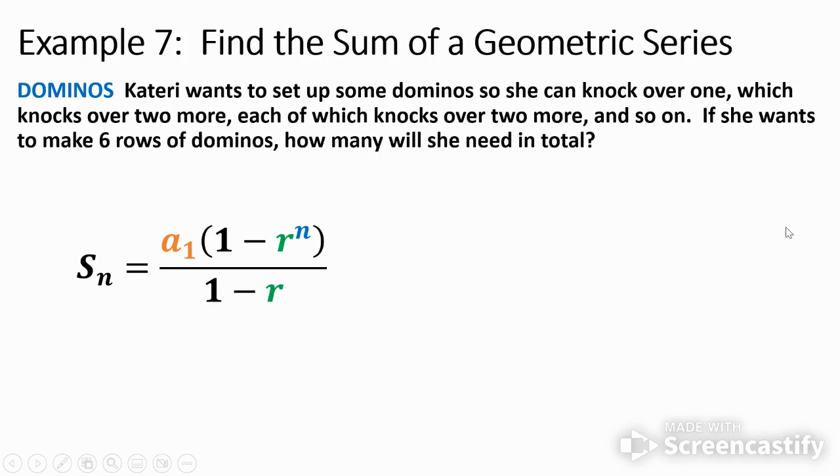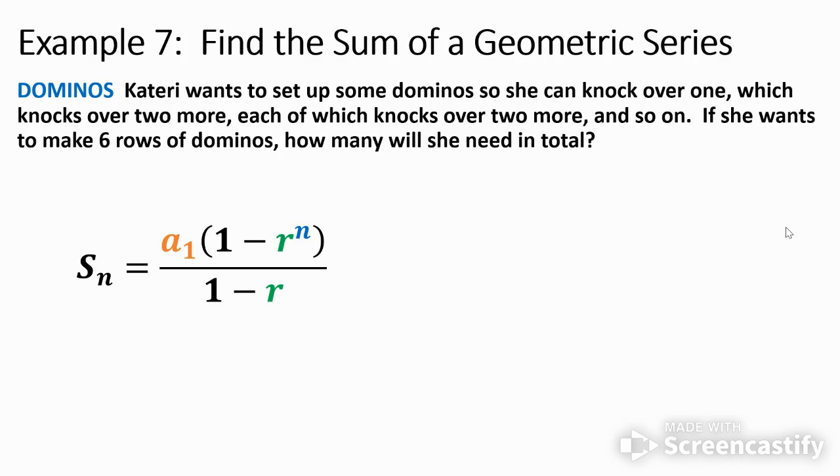So let's take a look at example 7. In this scenario, Kateri wants to set up some dominoes so she can knock over one, which knocks over two more. Each of those knocks over two more, and so on and so on. If she wants to make 6 rows of dominoes, how many will she need in total?